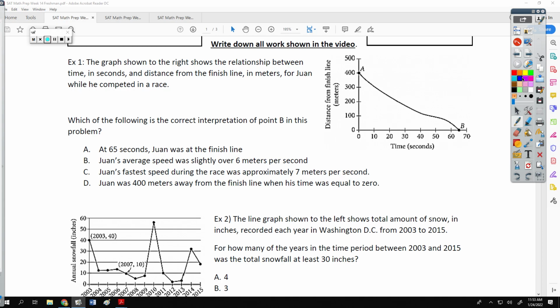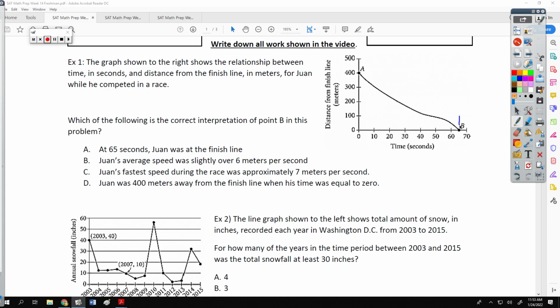So the big thing about the SAT with graphs is that they generally come with a fair amount of reading. And the problem there is that we as students have to be disciplined enough to actually read the question and see what we're looking at. So example 1 says, the graph shown to the right shows the relationship between time in seconds and distance from the finish line in meters for Juan while he competed in a race. Which of the following is the correct interpretation of point B in this problem?